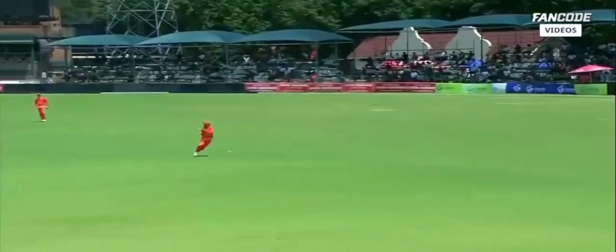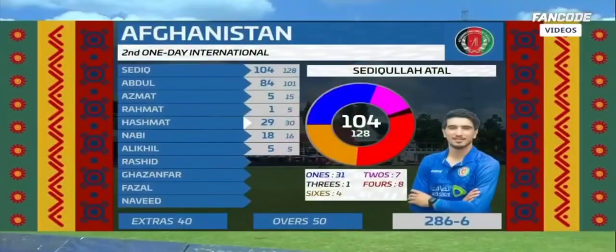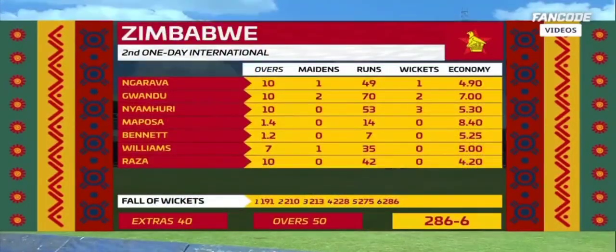Couldn't time it, couldn't get hold of it. Raza did the rest. As for Afghanistan, Siddiq and Abdul putting on 191, a century for Siddiq. Abdul getting 84, his first half century, on a challenging surface with 40 extra. And Ngarava, 10 overs, 1 for 49.